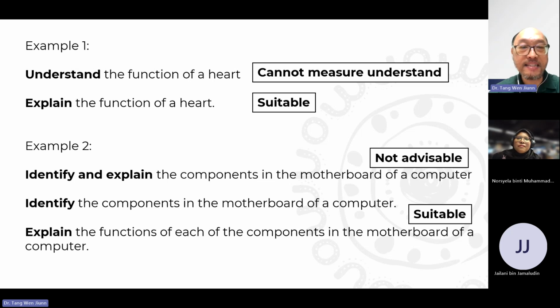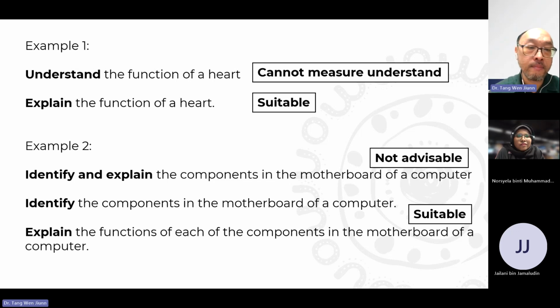So instead of understand the function of the heart, we can put it specifically, what you want them to do. For example, explain the function of the heart. So when the students read the learning outcome for that lesson, explain the function of the heart, they know, oh, this is expected from me. This is suitable.